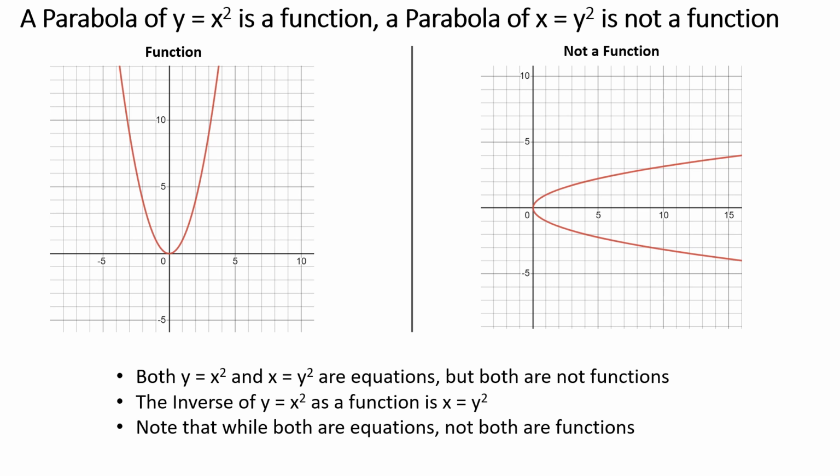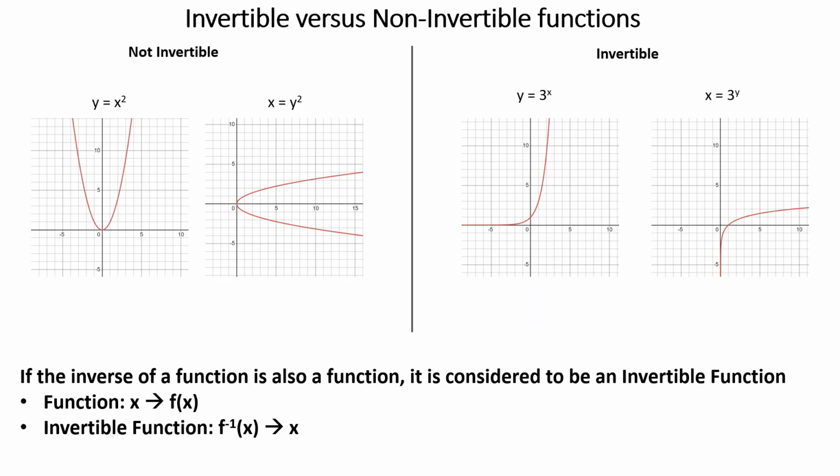Now, these are both equations, y equals x squared and x equals y squared. But the inverse of y equals x squared is x equals y squared, and not both are functions. To be invertible, you have to reverse the input and output, and it still works as a function. On the left here, this is not an invertible function because y equals x squared is a function, I can use the vertical line test, but x equals y squared is not. All I've done is reverse the x and the y.